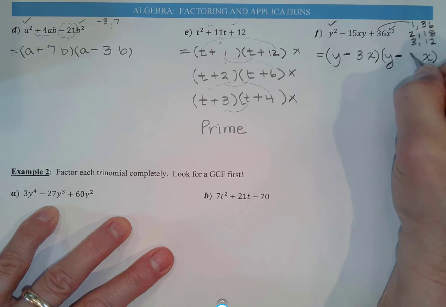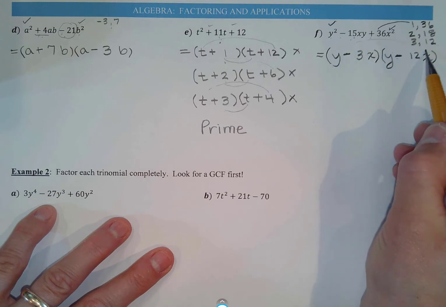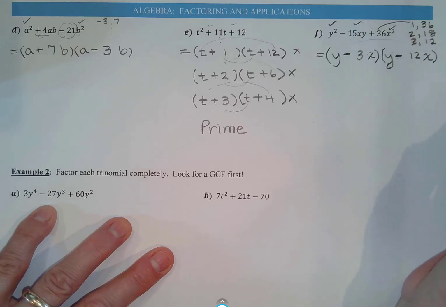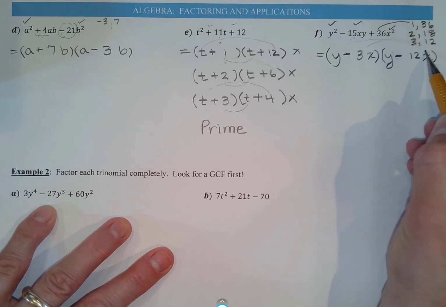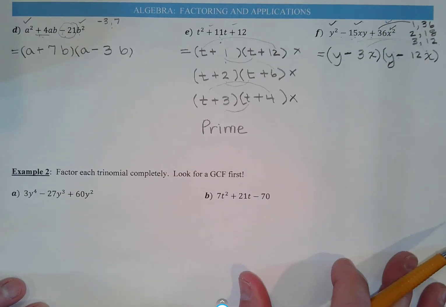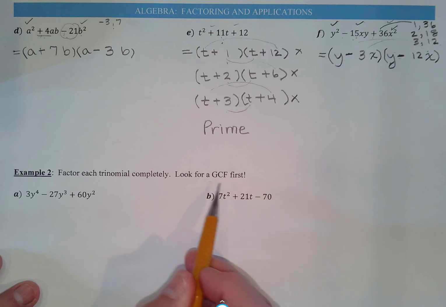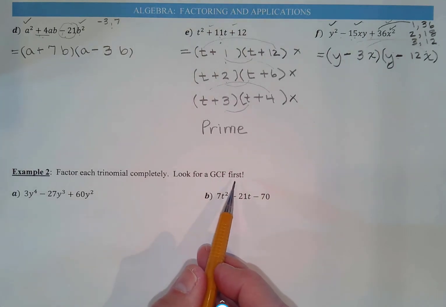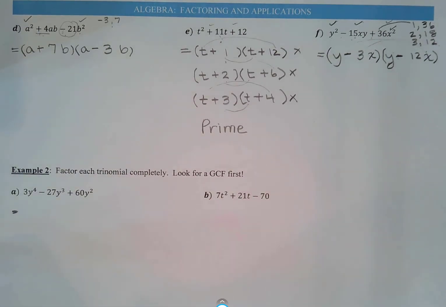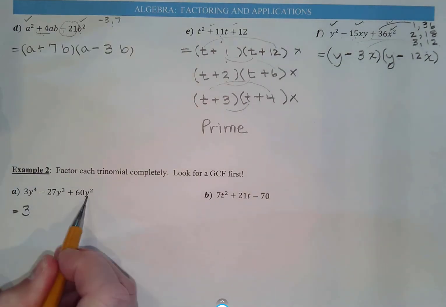Let's check. Y times y is y squared. Outer product, minus 12xy minus 3xy combined to minus 15xy. And lastly, we do obtain a positive 36x squared. Always check your factorizations. In example 2, we're going to factor each trinomial completely. We're going to look for a greatest common factor first, which you always want to do. In part A, we can see that each of our terms contain the greatest common factor 3 along with y squared.